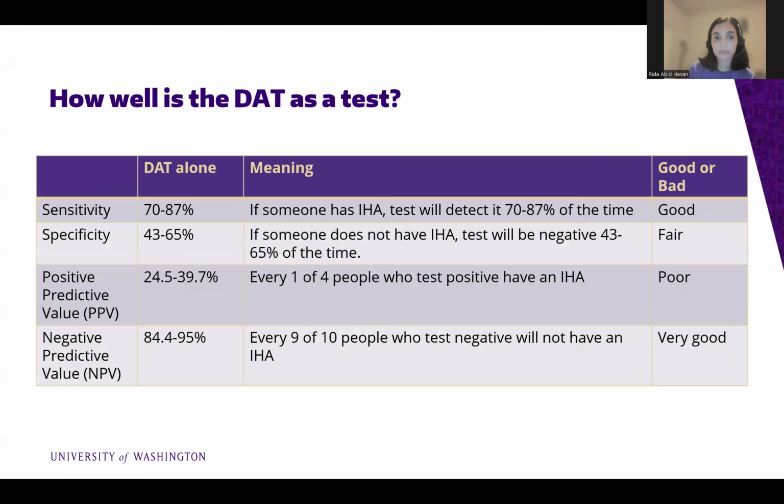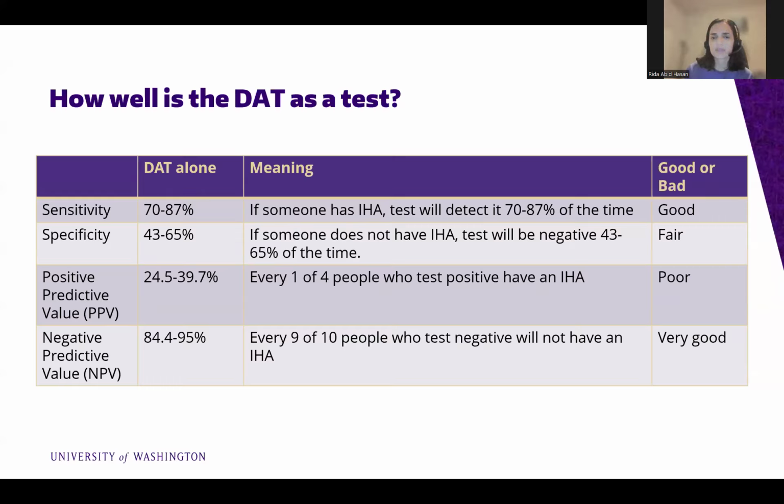So there have been a lot of studies that have evaluated how good a DAT is at diagnosing immune hemolytic anemias. And I will say its sensitivity, it's a pretty broad range, but its sensitivity is pretty fair, pretty good. So if your patient has immune hemolytic anemia, maybe 70 to 87% of the time you're going to know that they have it and it will be positive. Specificity is not that great. So if someone does not have immune hemolytic anemia, your test will only be negative maybe about half the time.